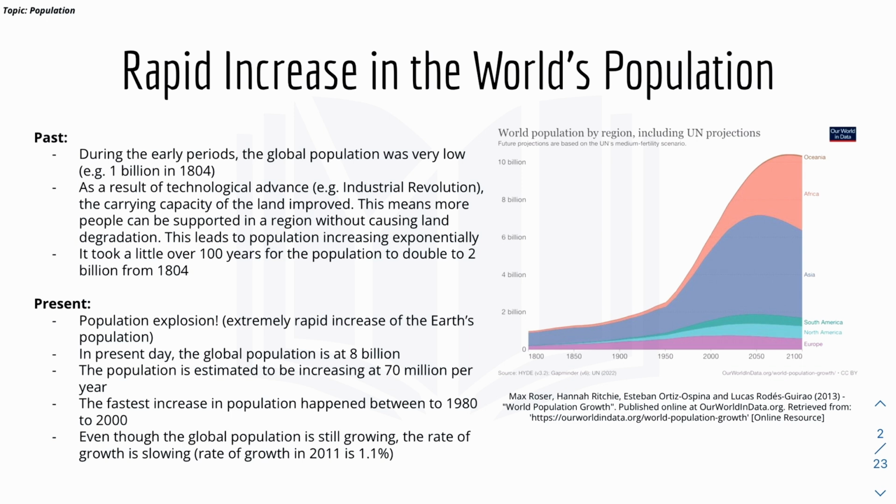And note that even though the global population is still growing, the rate of growth is slowing, and the rate of growth in 2011 is around 1.1%. And so this graph right here shows the world population by region, including United Nations projection. It's split by continents. There's Africa right here, Asia, and the other continents. The present day is around here, and there are projections up to the year 2100 right here.